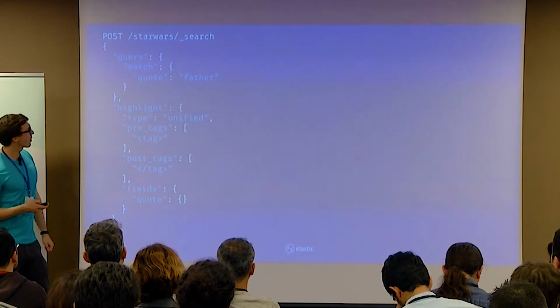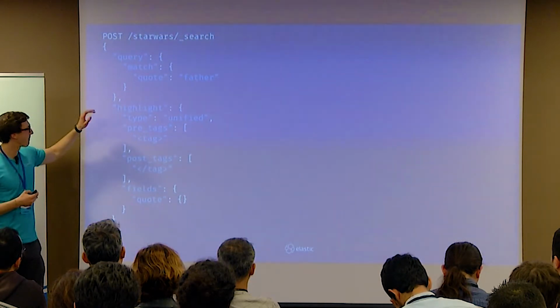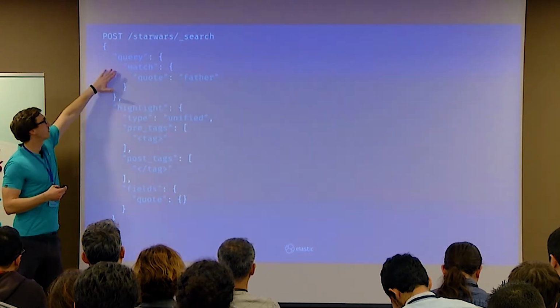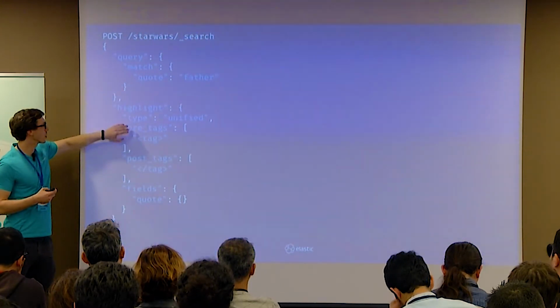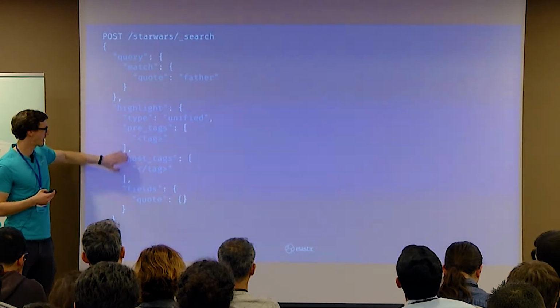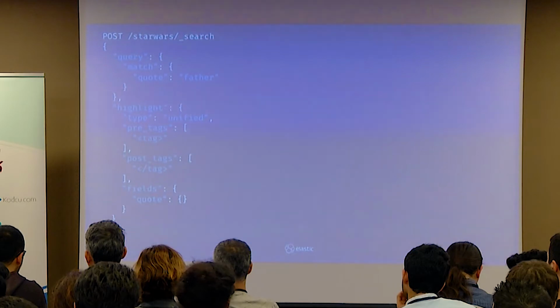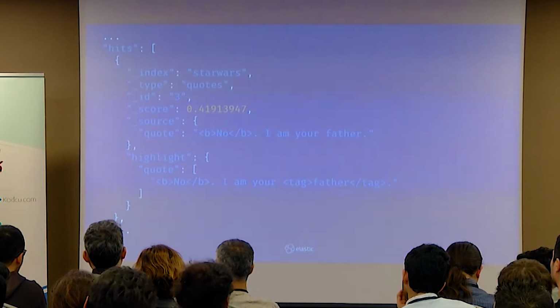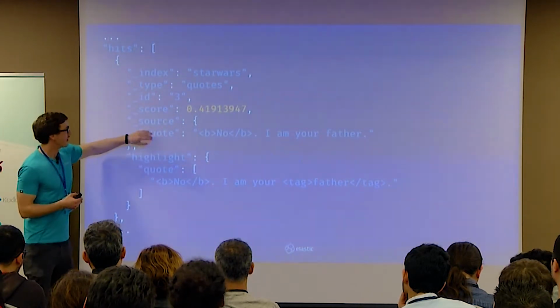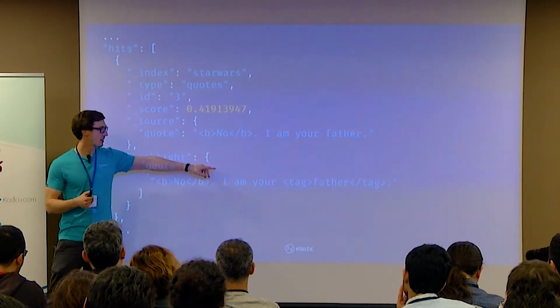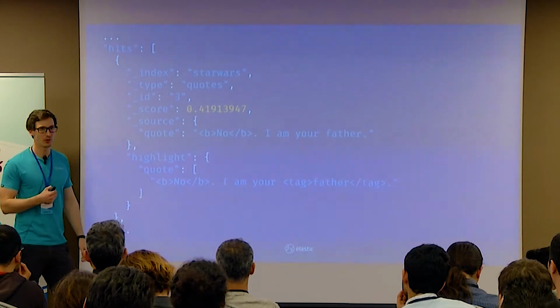There are lots of more features. The only one I really want to show is how to highlight something. So if I add that, I have my search query from before, and I say I want to have, before that, I want to add tags, and after that, tag. I just want to highlight that. It would give you the result back: "No, I am your father", and "I am your father", and the father has these tags, so you could easily highlight that in your results.